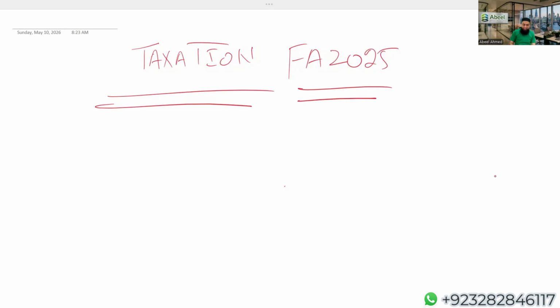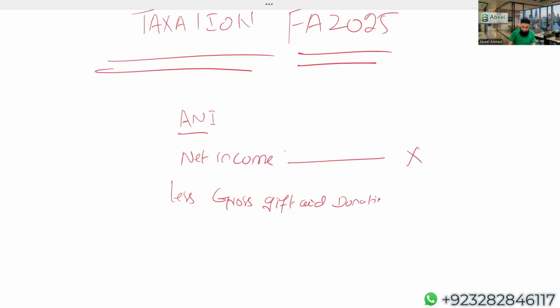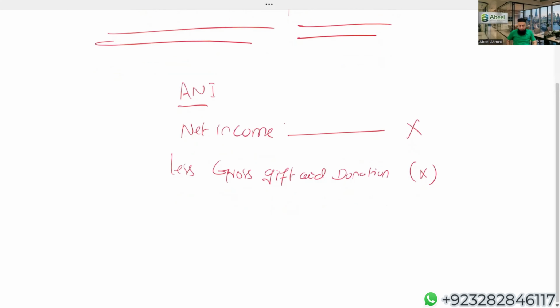One is adjusted net income. How do we calculate adjusted net income? Of course, step one, we will take net income of the individual. From this net income of individual, we deduct gross gift aid donation. Whatever individual pays as gift aid donation, we treat that as 80%, and to make it gross, we multiply that amount by 100 divided by 80. This is how we calculate gross gift aid donation.